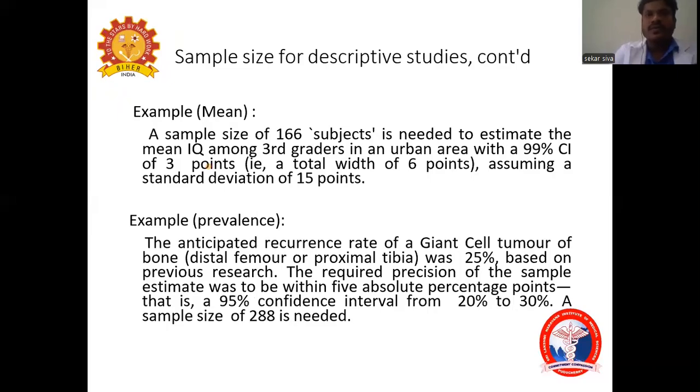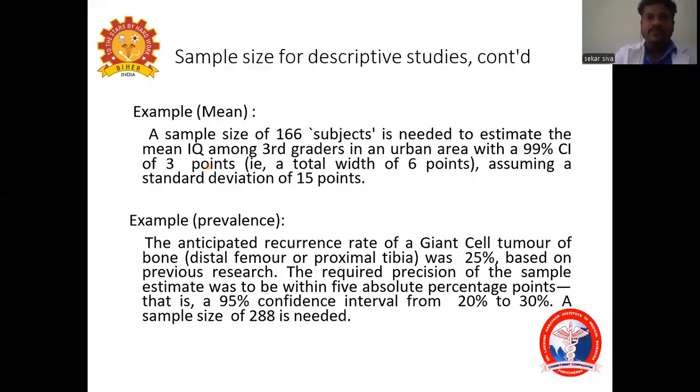So, sample size for descriptive studies. For example, a sample size of 166 subjects is needed to estimate the mean IQ among third gender in an urban area with a 99% confidence interval of 3 points. The total width is 6 points, assuming a standard deviation of 15 points.